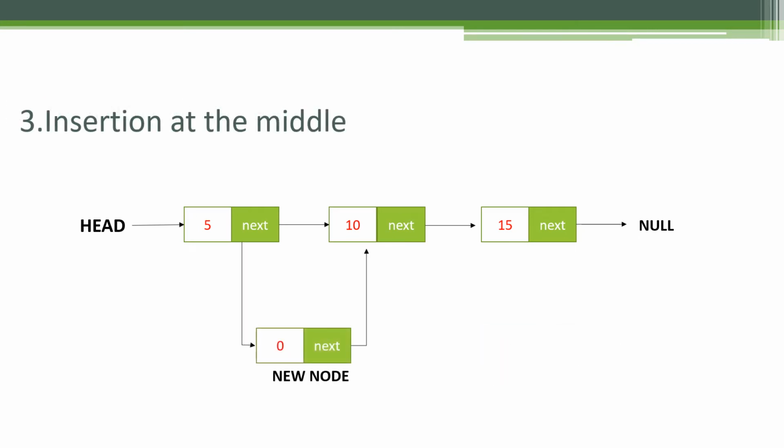For inserting a new node in the middle of the linked list, we traverse to the node just before the required position of the new node and change the next pointers to include the new node in between. Here we change the next part of element 5 to the new node's address.